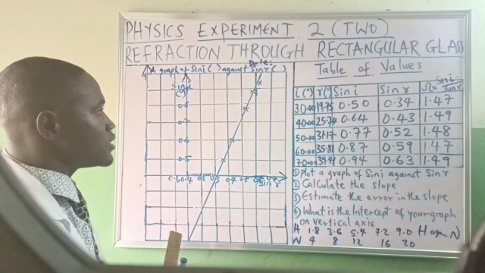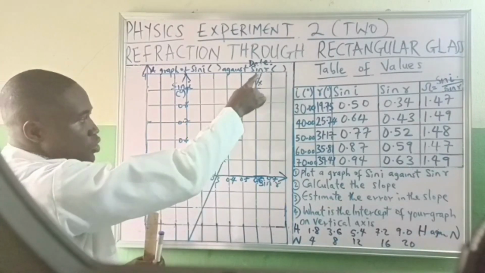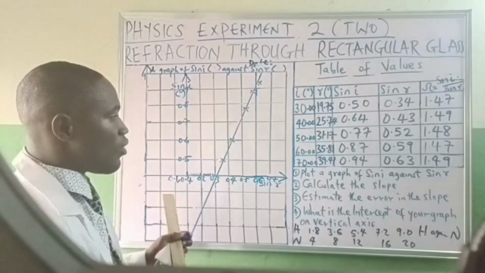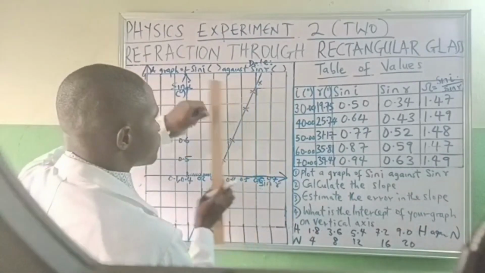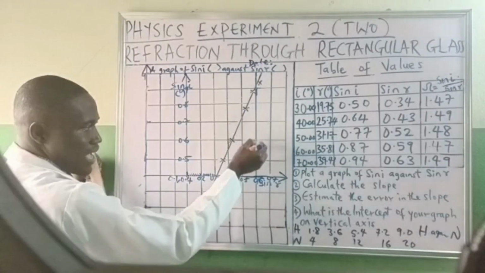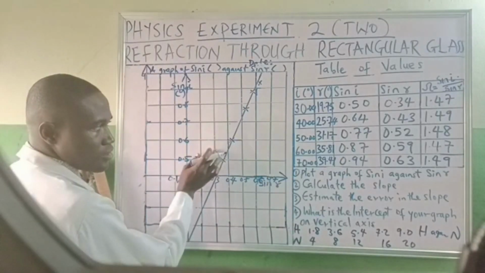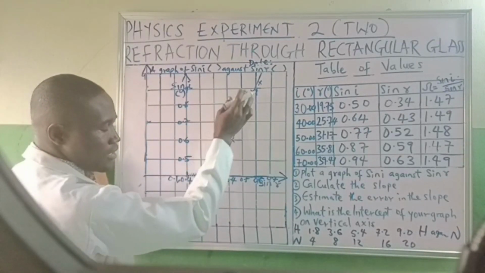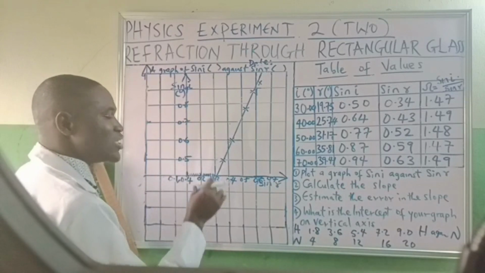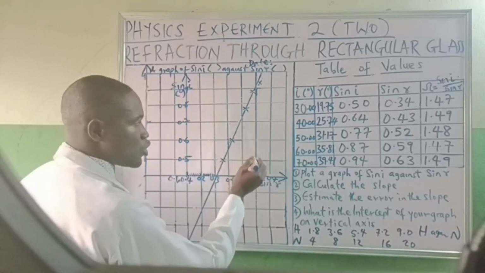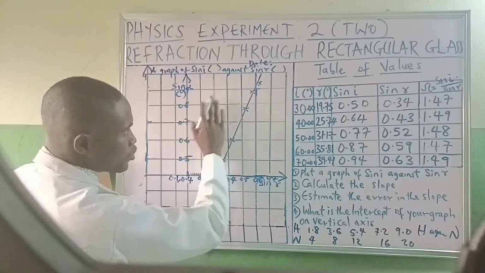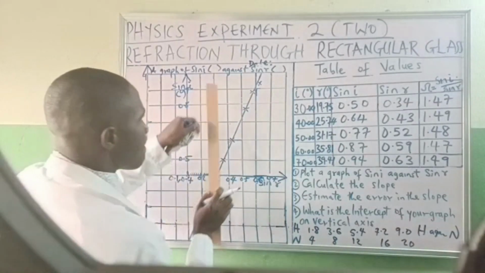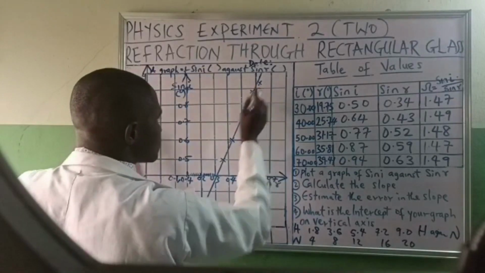So what we do now is look at our line of best fit, and we have to get our slope. They say calculate the slope. To calculate the slope, you draw a triangle on this line of best fit, such that it will cover at least 2/3 of this graph sheet. So I can pick it like this.